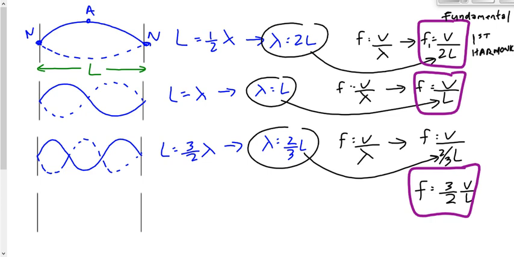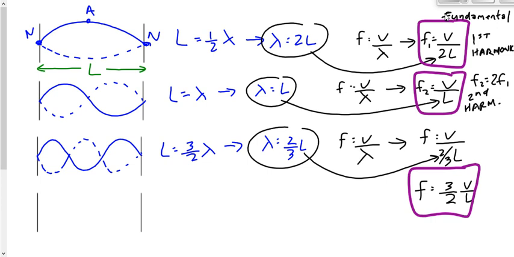This next one we're going to call F2, because it's twice the value of the first one, right? A half V over L and V over L. So it's twice the value of the first one. We'll call that the second harmonic: 2 times the value of the first harmonic, or 2 times the value of the fundamental.